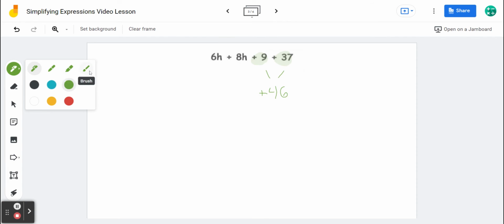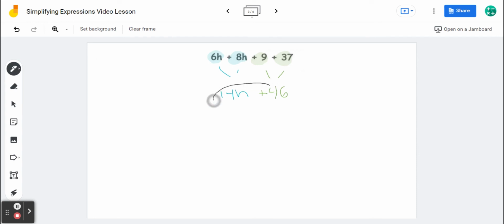But then here you have to think, hey, I could probably do the same thing here, because they're essentially the same term. If I have 6 h's and I add 8 more h's, that means in total I would have 14 h's. And I'm done. You see how this expression was a little bit longer up here? Now it's simpler. I got it down to 2 terms, 1, 2.